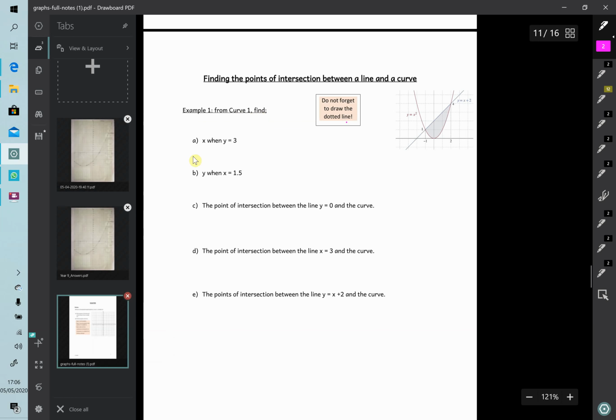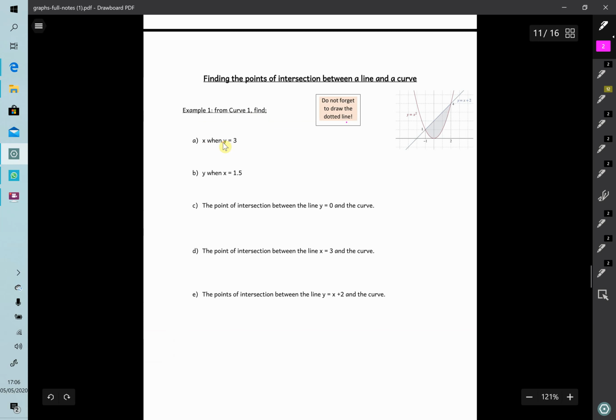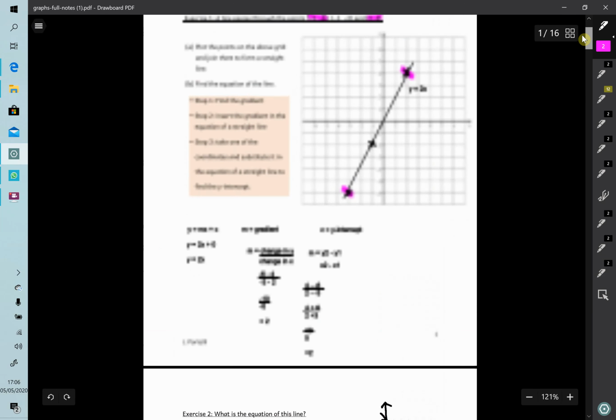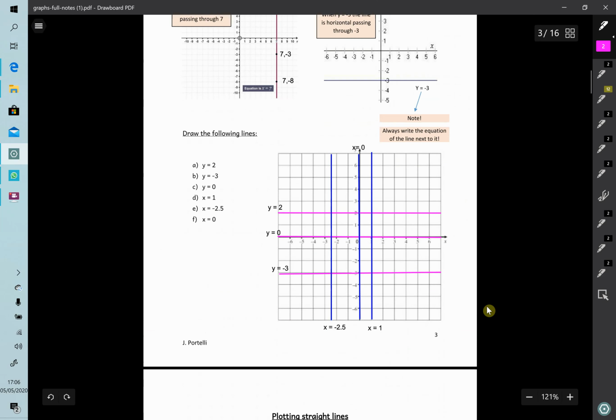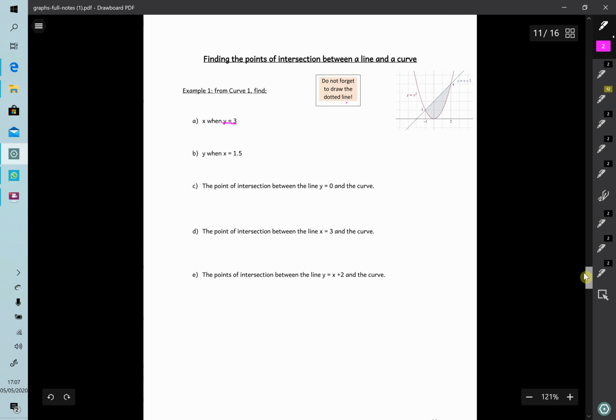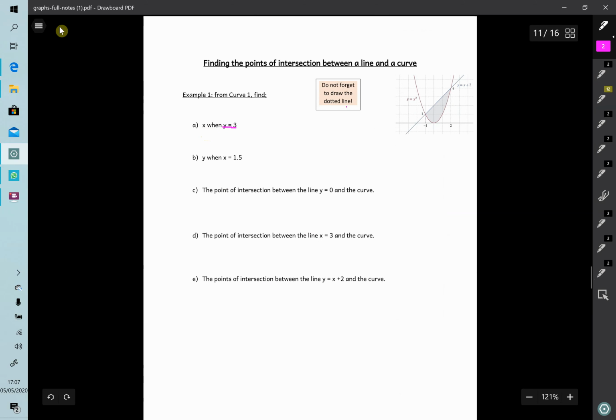Find x when y equals 3. Now, when it tells you y equals 3, you know from our first revision lesson that y equals whatever number is a line. If it's a line, you have to draw a line that is cutting through the y value. So over here, y equals 2, we're cutting through the value 2 of your y axis. If I go to page 11 again, 9, 10, 11, find x when y equals 3. And we have to use our graph. This is important, using your graph.